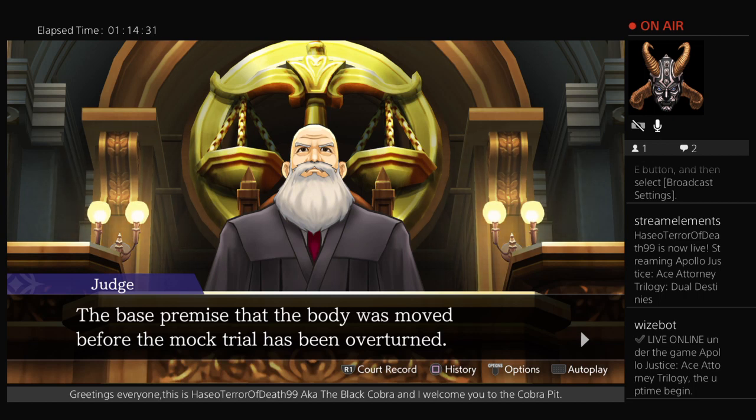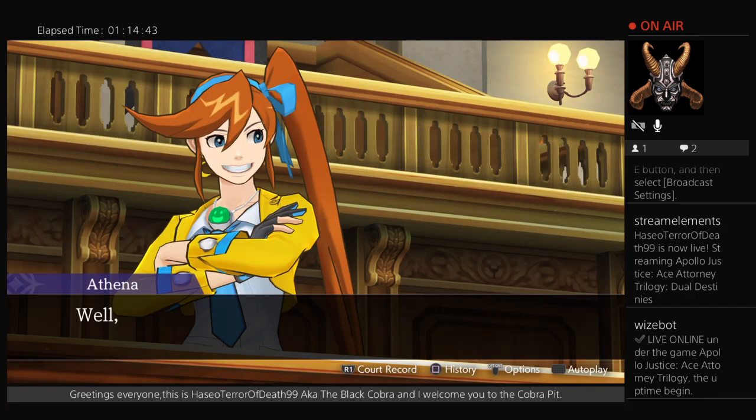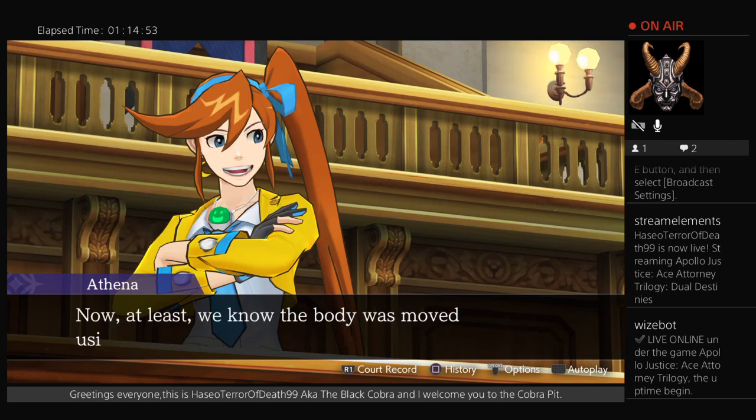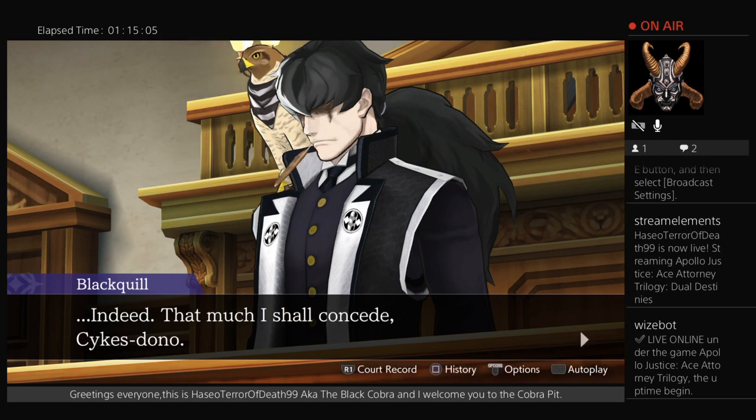The base premise that the body was moved before the mock trial has been overturned. I imagine that this has an impact on both the defense and the prosecution's case. First, I'd like to thank the prosecutor. This brings us one step closer to the truth. Now, at least we know the body was moved using the wire and the school banner. One moment, please, everyone. I'll be right back.